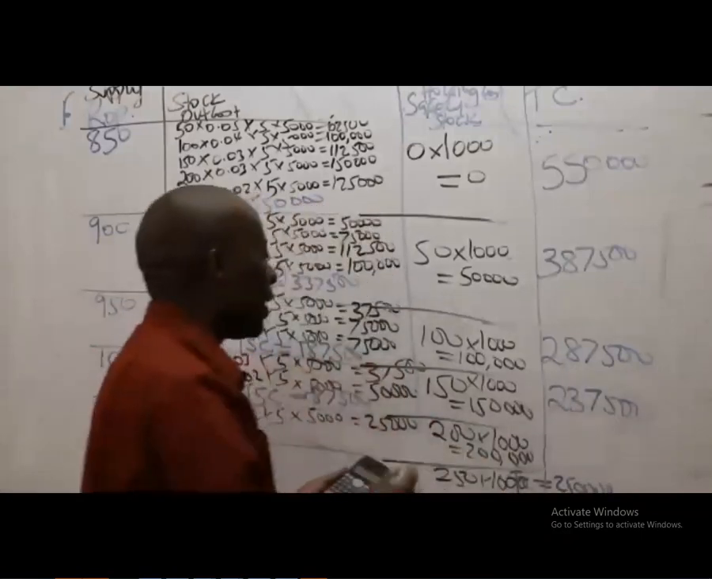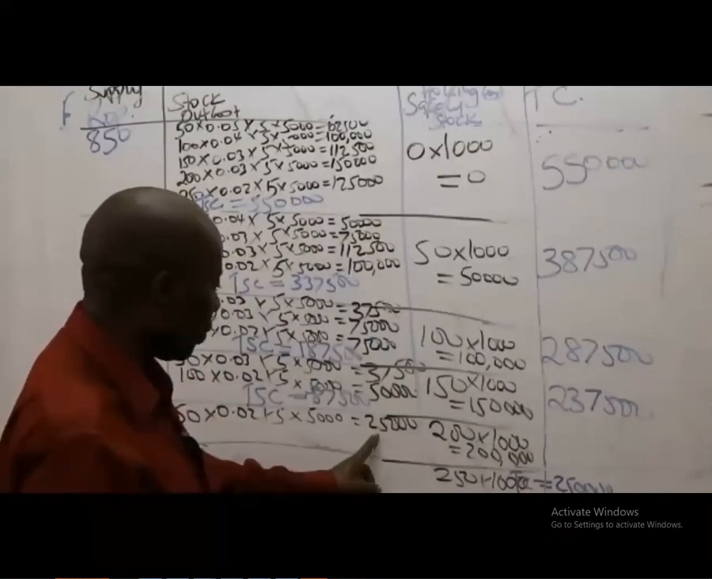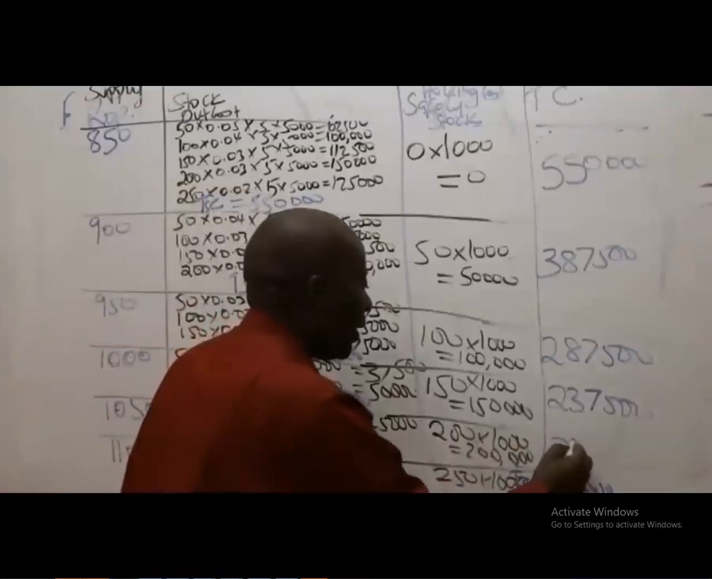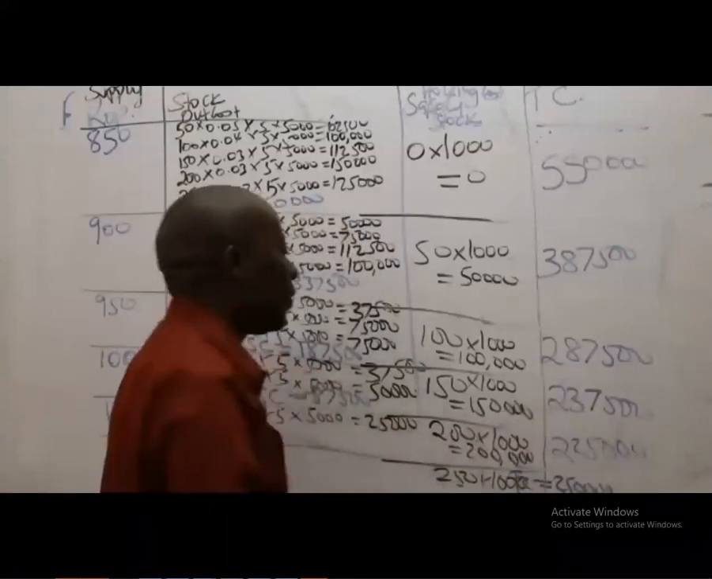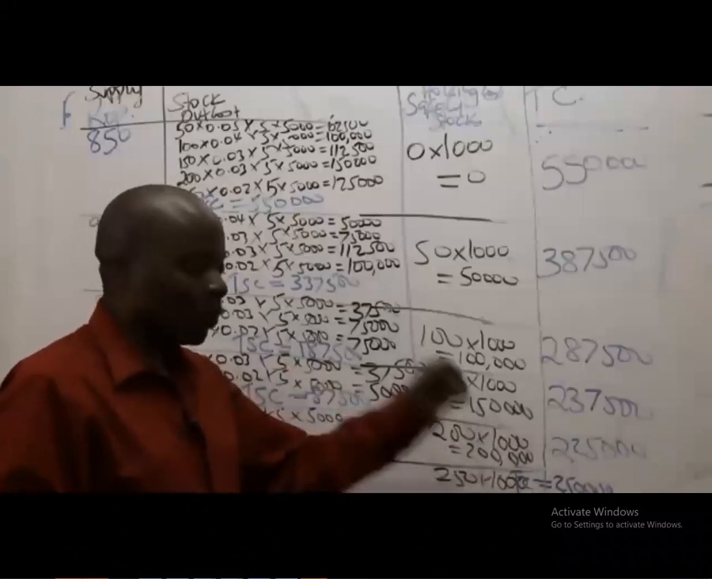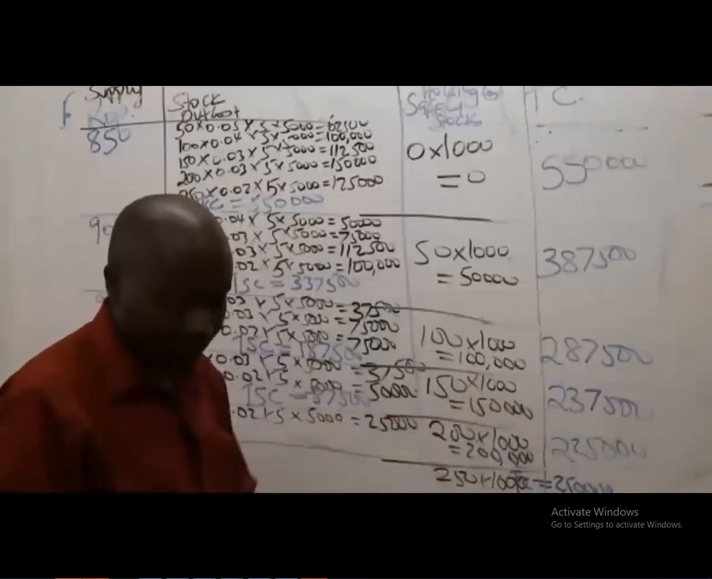237,500. From there we have the last one, which is 0 plus these two. We have another one here, 25,000 plus 200,000, which gives us 225,000. And then now the last one is 0 plus this 250, which basically will give us 250,000. Ladies and gentlemen, and this now is our climax.